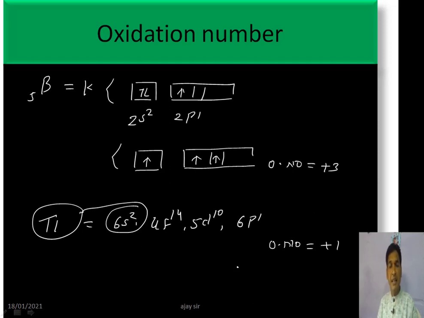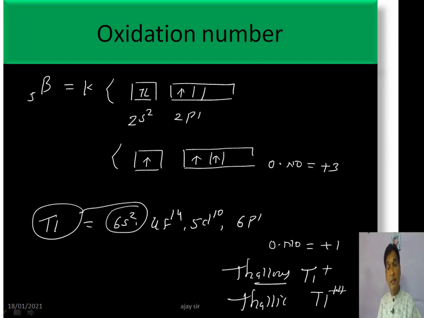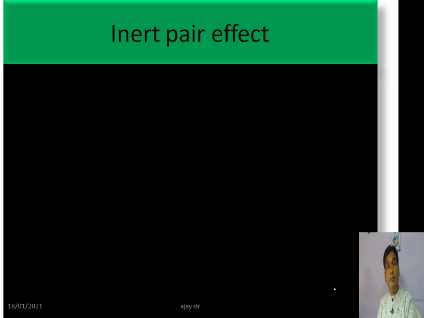Then the thallous ion is more stable compared to the thallic ion. What is the difference between the thallous ion and thallic ion? Thallous means thallium is monovalent. Thallic means thallium is trivalent. Inert pair effect.